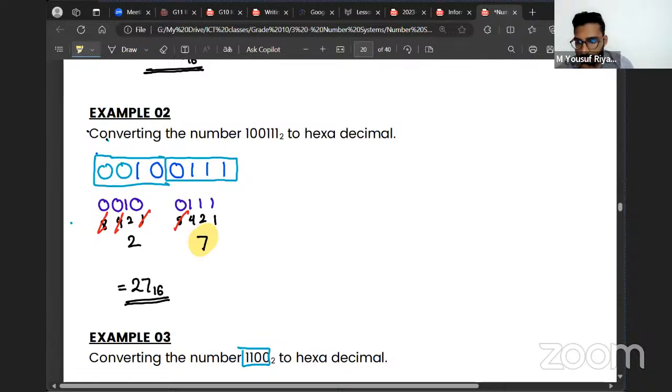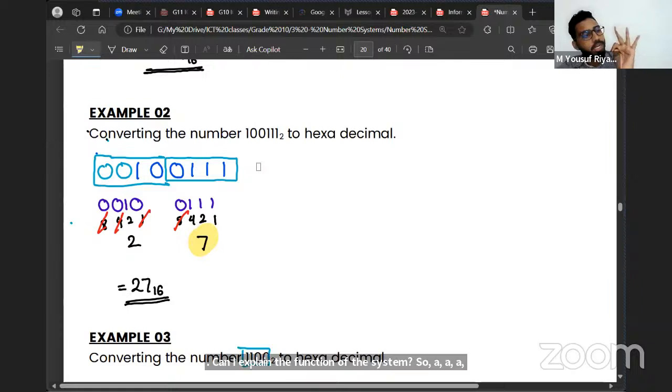Okay, cool. Can you explain the functions of a computer system? A computer system has four functions. Input data, process the data that is input, store the data that is required, and output. So input, process, output, and store. These are the four functions of a computer. There's nothing else.